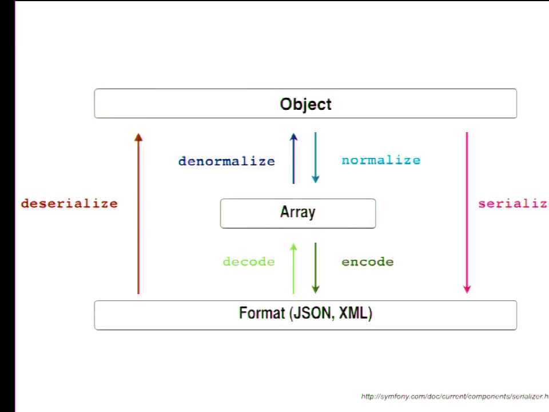There are methods that actually allow you to start in the middle and then directly jump to an object or directly go to a format, but the normal process is that you actually call these serialize and deserialize methods, which basically do both of these steps for you in one go, so you don't have to call these separate methods.